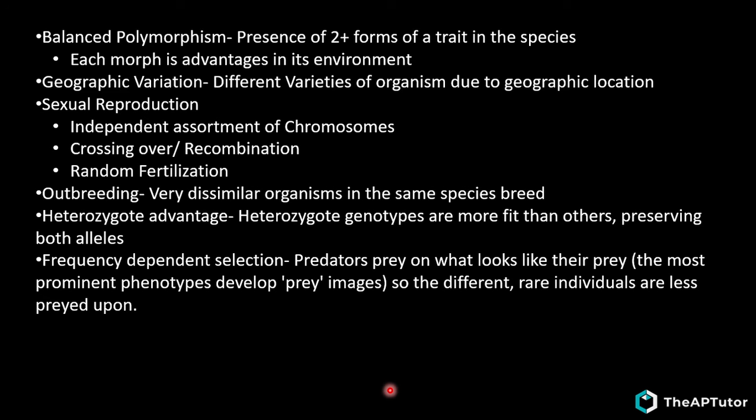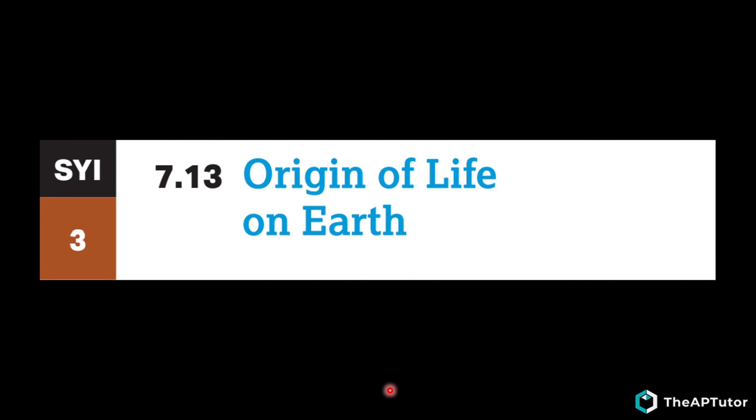Heterozygous advantage is that sometimes the heterozygote genotypes are more fit than others, preserving both alleles. Now that's really interesting, but people with sickle cell, for us it's a bad trait, but for other species with that certain heterozygotes, they actually have a protection against malaria. And then frequency-dependent selection, predators prey on what looks like their prey. The most prominent phenotypes develop prey images, so the different rare individuals are less preyed upon and therefore more likely to survive. Okay, so the origin of life on Earth.